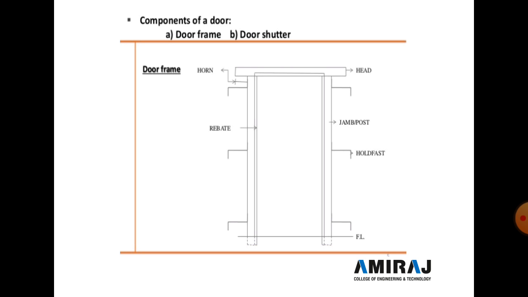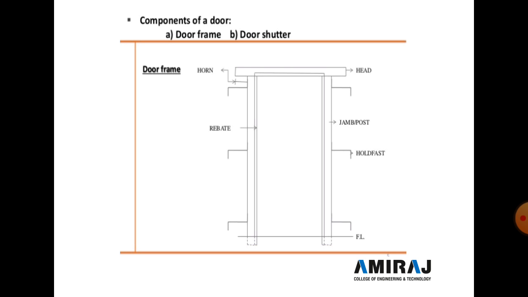Now next is the jamb post. What is a jamb? This is the vertical face of the opening which supports the frame, and it is called a jamb. Now next is the hold fast.